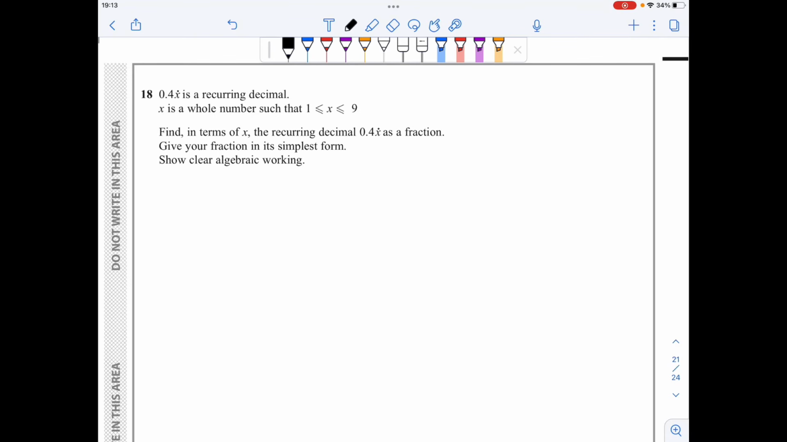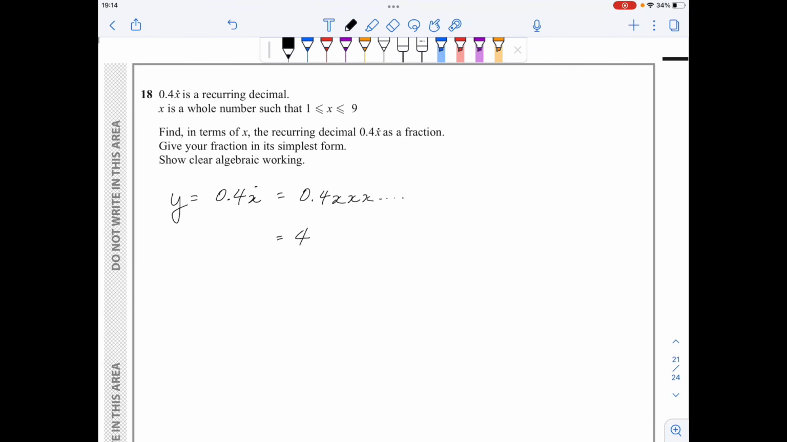Question 18 is a very tricky question. Let's start by actually explaining what this means. So if I let y equal 0.4x recurring, that is 0.4x, and so on. But x here is not multiplied to 0.4. x is a digit that appears on the second, third, fourth, and so on decimal places.